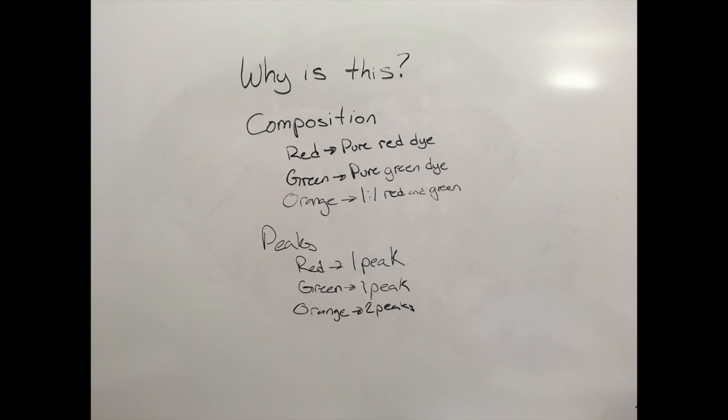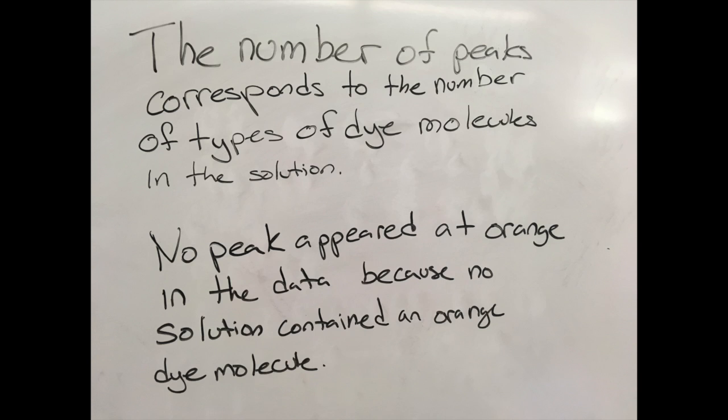To understand why this is, we compared the solutions. We noticed that the number of peaks corresponds to the number of types of dye molecules in the solution. This explains why no peak appeared at orange. No solution contained an orange dye molecule. All solutions only had red and/or green dye, so only 2 peaks appeared.